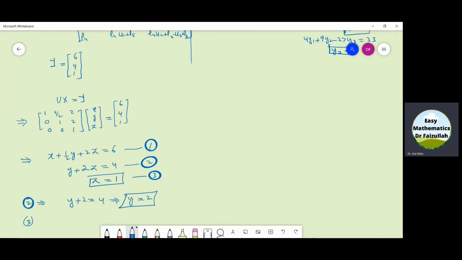Now let us put values in equation number 1. So we have x plus the value of y is 2. So we have 1 over 2 into 2 is 1. The value of z is 1. So we have 2 here. This is equal to 6. And if we simplify, we get x is equal to 3. Thus we have the required solution x, which is given by 3, 2, 1.